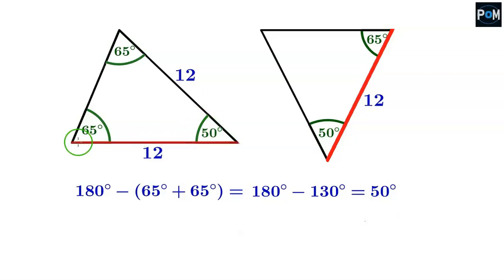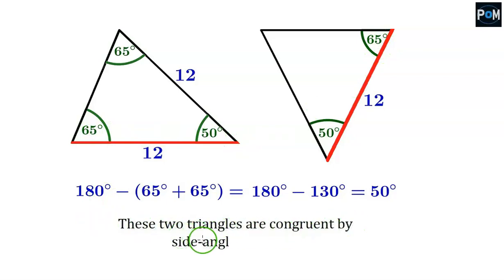Now, let's check. To the red side of 12, we have angles of 65 and 50 degrees attached. It's exactly the same in this triangle. To the red side of 12, an angle of 65 and 50 degrees is attached. It's the same arrangement here and there. Thus, these two triangles are congruent by the angle-side-angle, or ASA theorem.